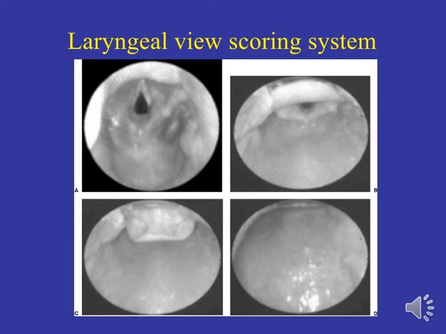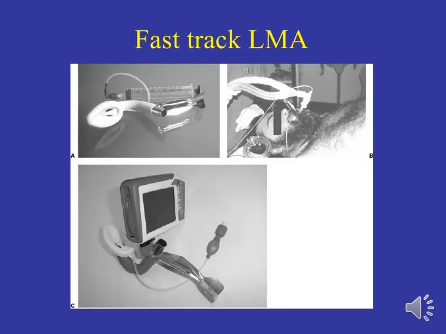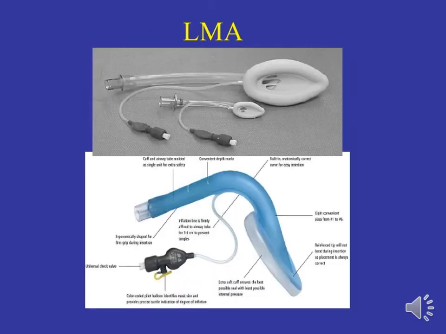The laryngeal view scoring system shows whether there is a slight opening, moderate opening, or no opening through the view. Fast track LMA: in an emergency case we can put this tube and can do the induction. This is the LMA system that is used during intubation.